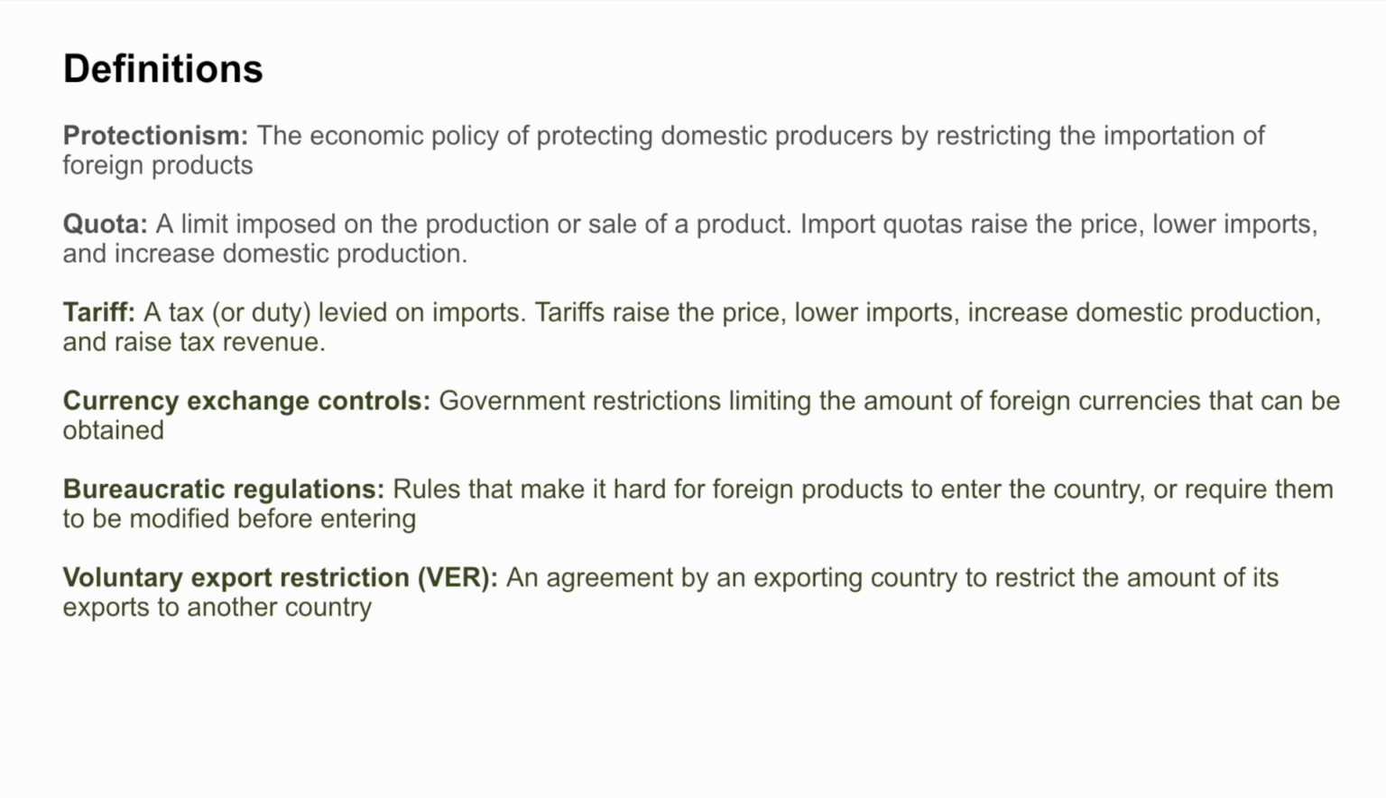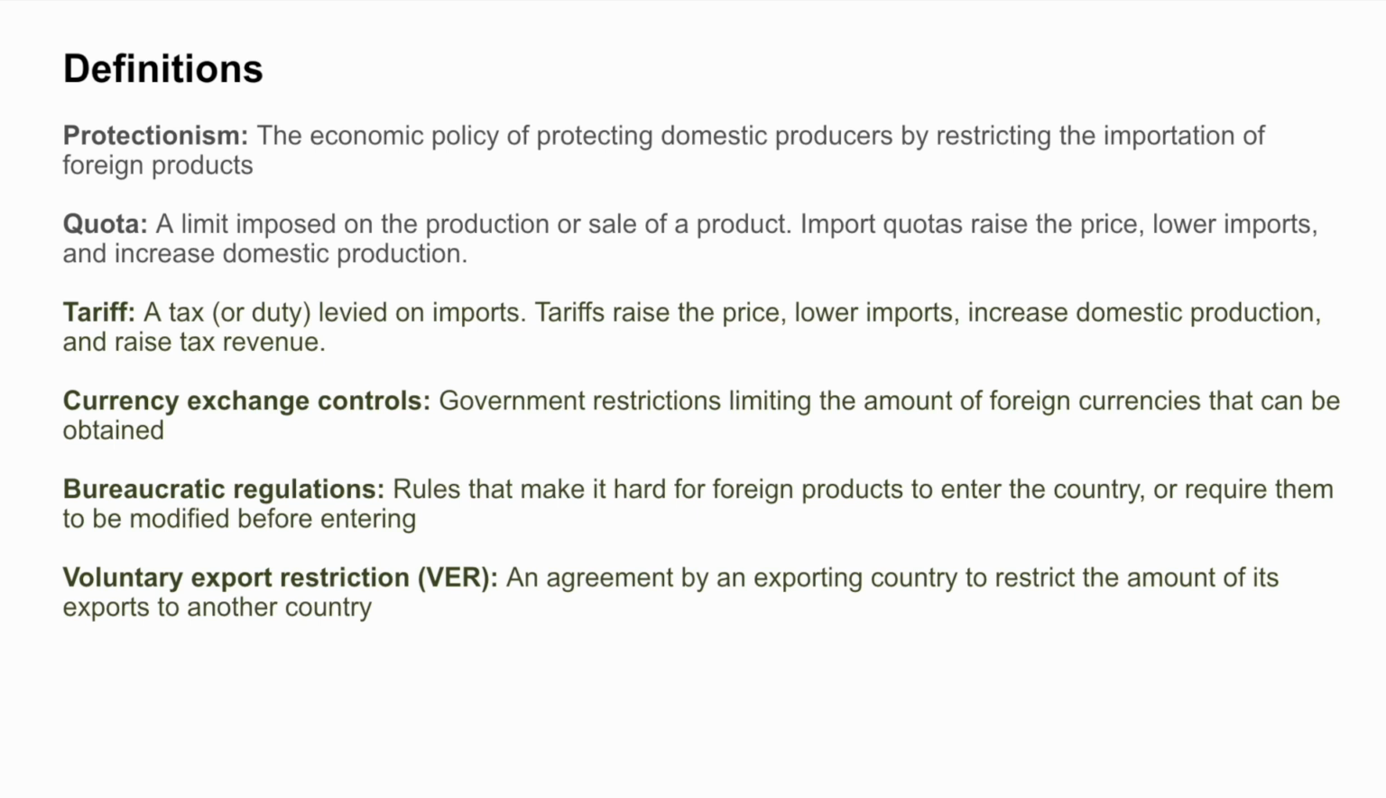Bureaucratic restrictions are basically rules. We don't allow you to sell those types of cars here because they don't meet the safety requirements or the emission requirements. So the rules that make it hard for foreign producers to enter a country and require the products to be modified before entering drive up the cost and make them less attractive locally.